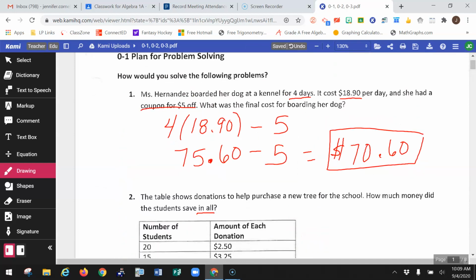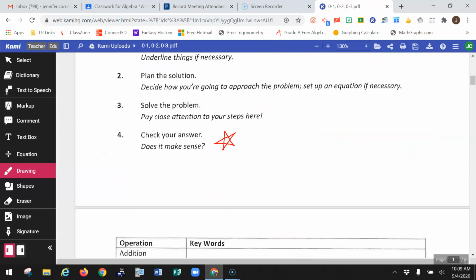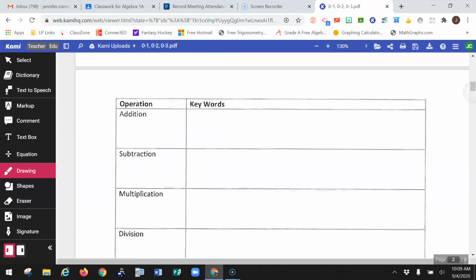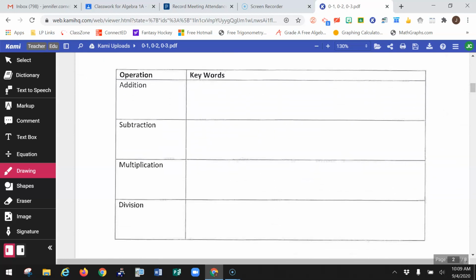So if I'm looking above here and I was talking about boarding my dog at a kennel and I got some crazy number here, like maybe I got like $706. Then you want to go back and think maybe I punched it in my calculator wrong, put my decimal in the wrong place, because $706 is pretty expensive for 4 days at a kennel. So just make sure your answers make sense. All right. So some key words here that you're looking for, and these are just a few of them whenever you are solving problems.